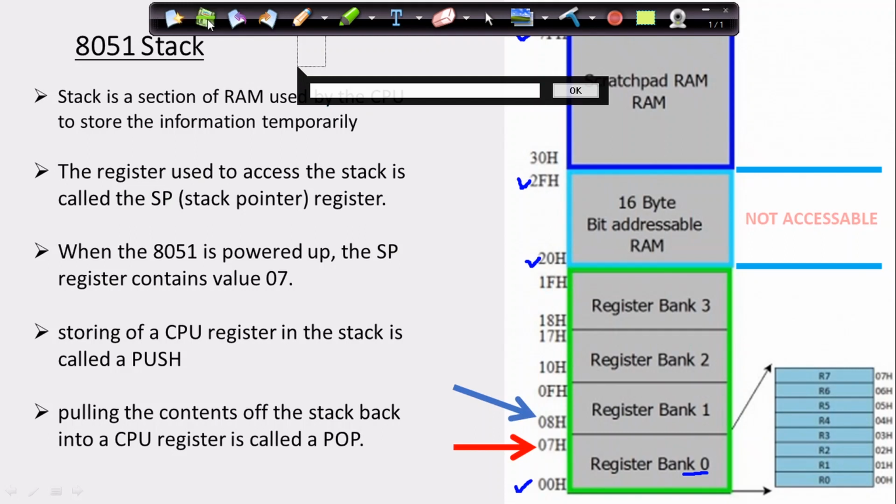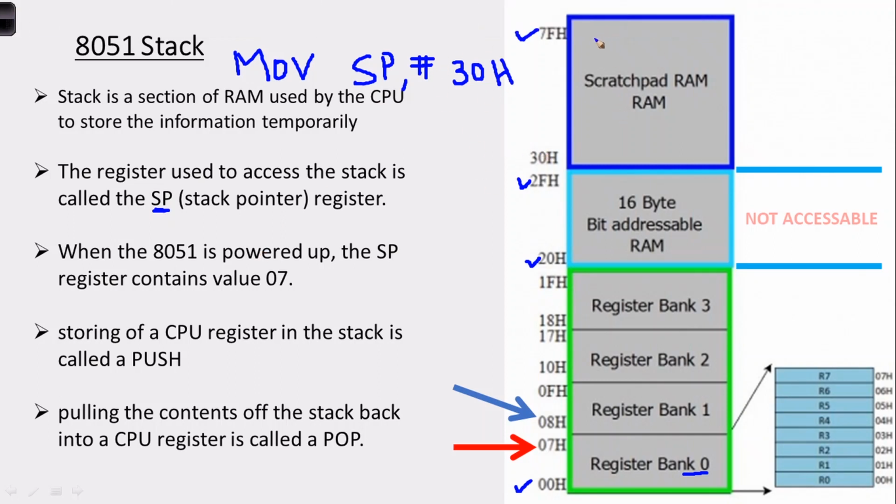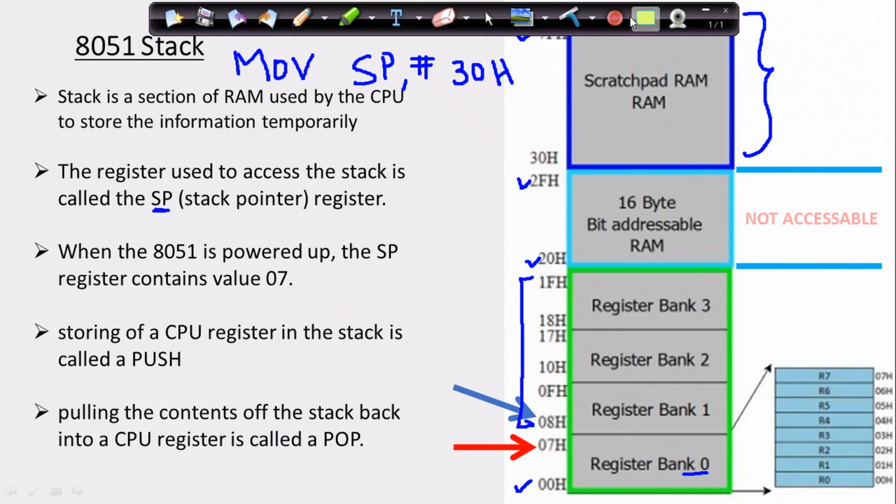move. Okay, let me take it in a different way. I'll be making use of this instruction, that is move stack pointer, since this is SP, so I'll write MOV SP, comma, hash. Since this is 30 hexa, I'll be loading it with 30 hexa. Okay, so from this I can make use of this particular address location which is available, but by default I'll be making use of these particular address locations. Okay, so this is how the stack pointer operation is going to be done.